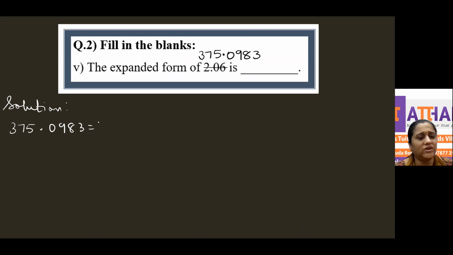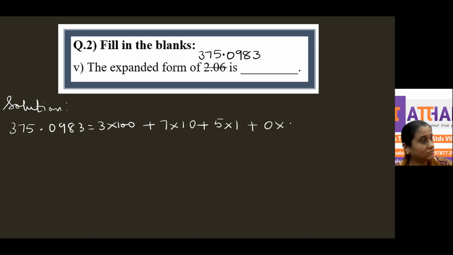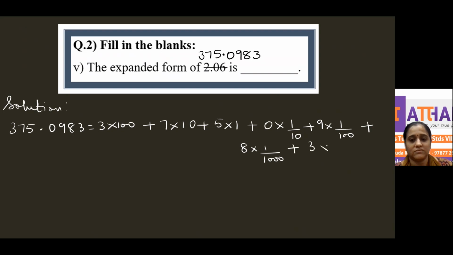300. Should we write that or write 3 into 100? 3 into 100 plus 7 into 10 plus 5 into 1 plus 0 into 1 by 10 plus 9 into 1 by 100 plus 8 into 1 by 1000 plus 3 into 1 by 10,000.